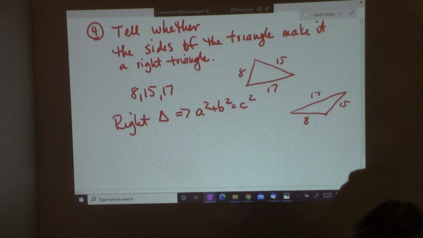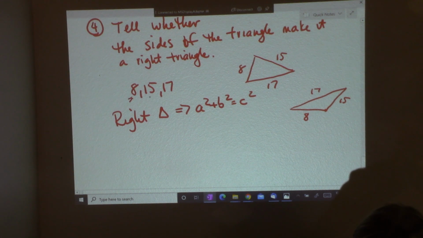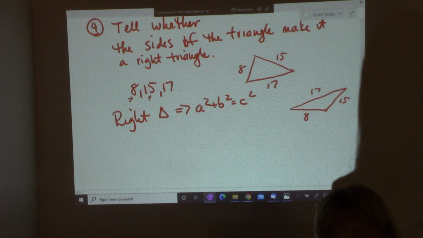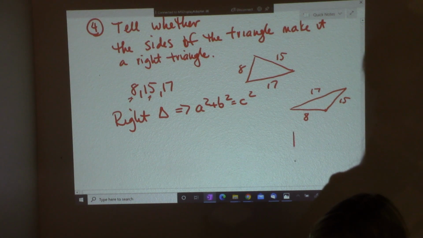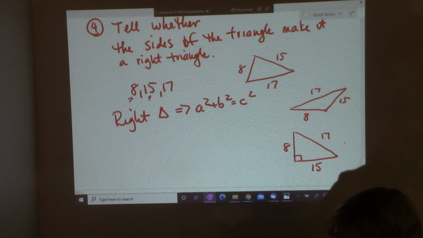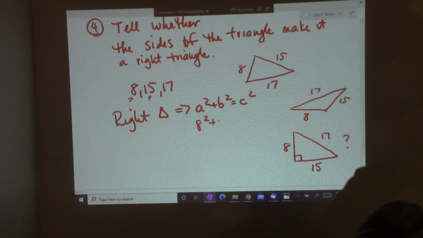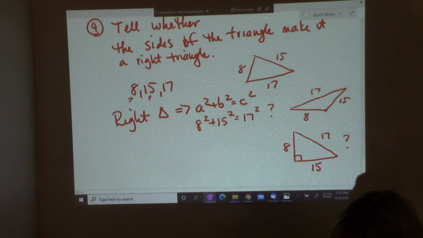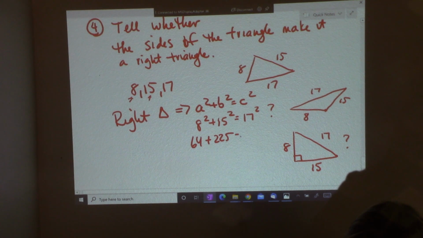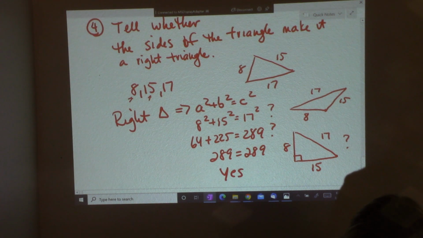All right, so then I can use this. Well, these 2 are the short sides because they're shorter than 17. And so 17 would have to be the hypotenuse. So it would have to look like that in order to work. So I know 8 is one leg, 15 is another, and 17 would have to be the hypotenuse. Is it a right triangle? Well, let's see. 64 plus 225. Does that equal 289? Yes, it does. So that works out to be a right triangle.